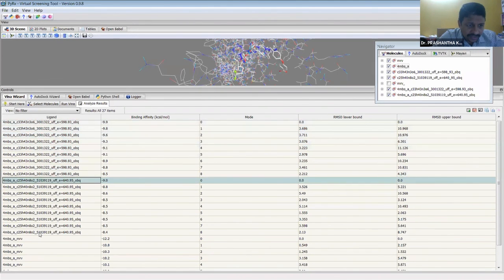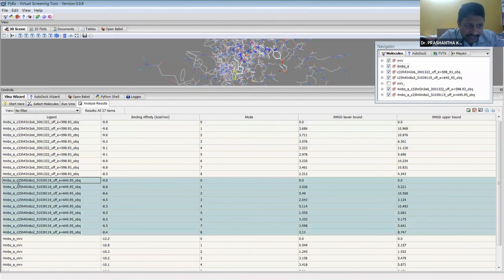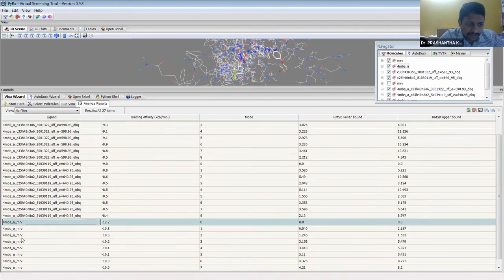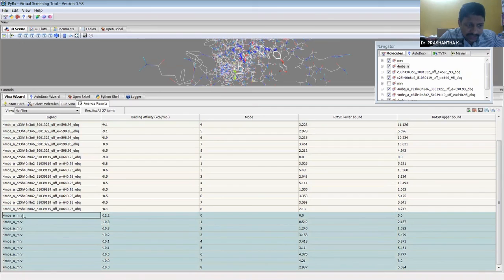Then these are the 9 conformations for the second ligand, C25H40. And for the Maraviroc, again, these are the 9 conformations. 1, 2, 3, 4, 5, 6, 7, 8, 9.